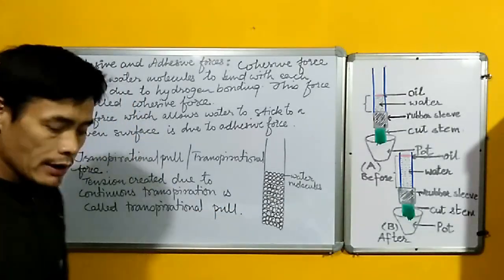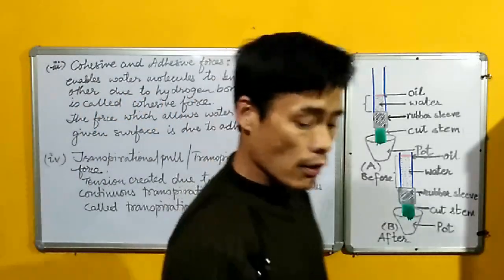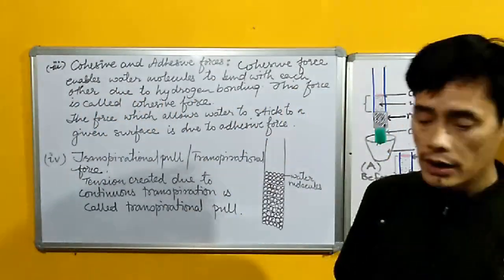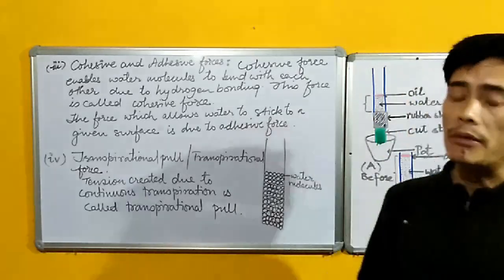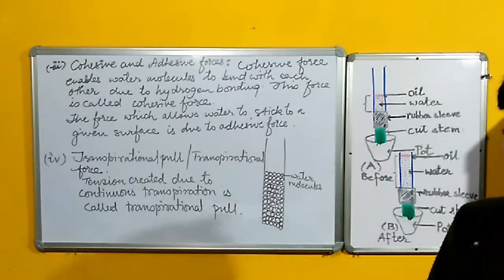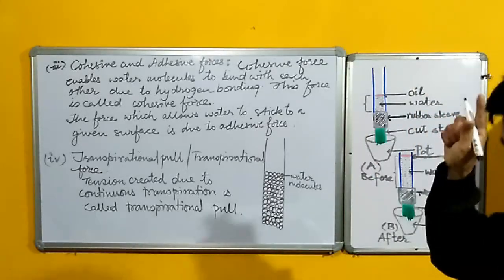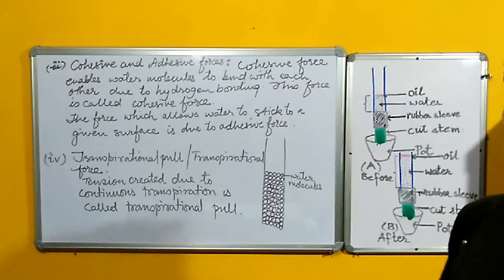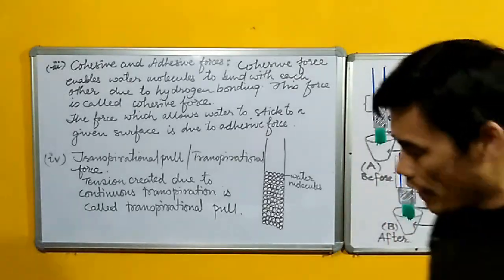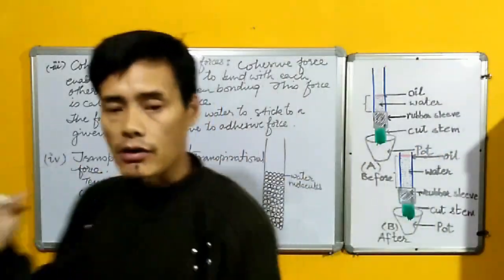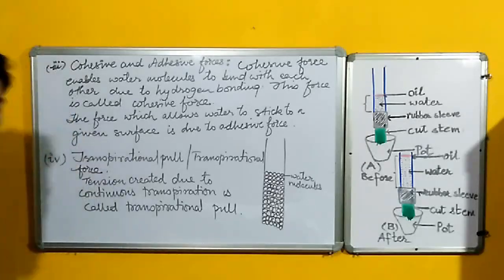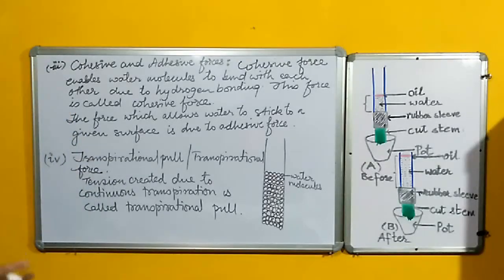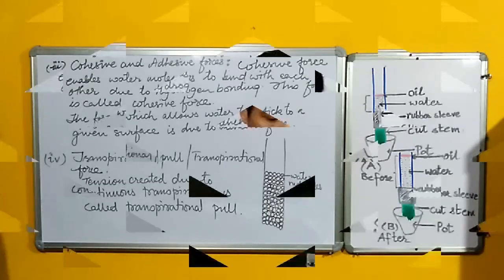So here we see there are a number of forces involved in pushing the water and minerals which are extracted by the roots and sending them to the aerial parts of the plant. In this way, water is transported from the root through the xylem into the aerial parts of the plants.